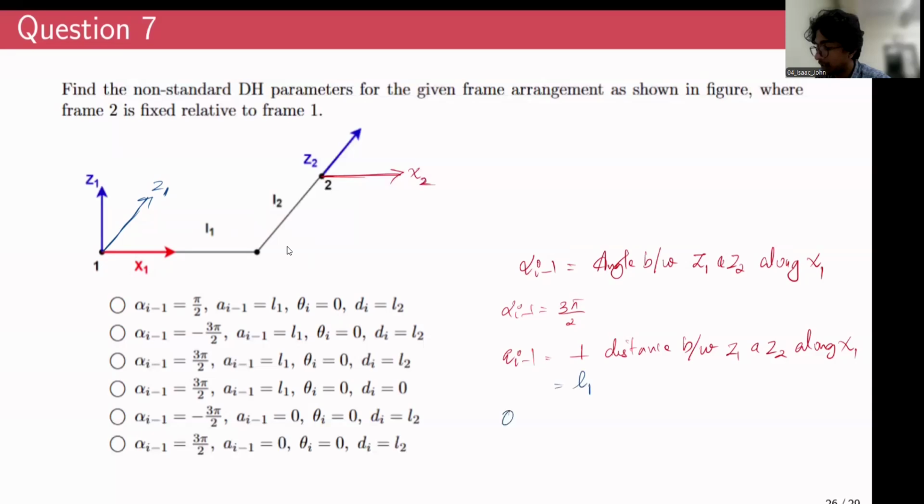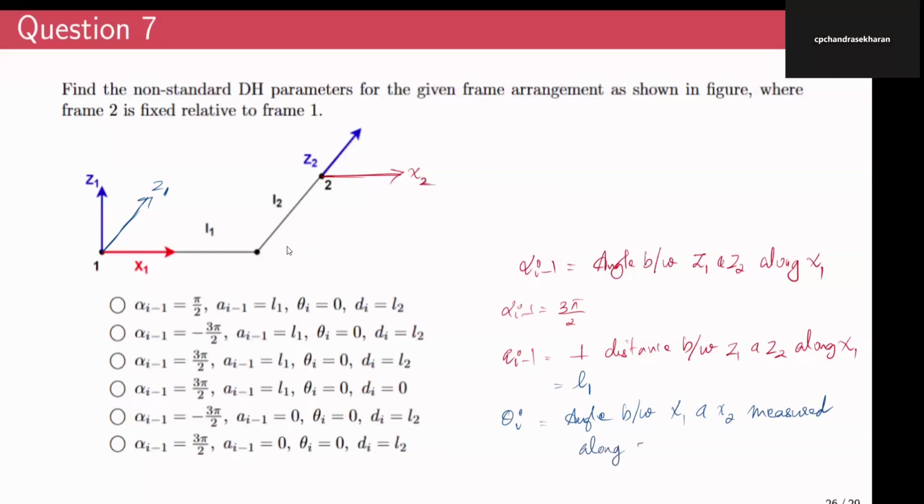Now, what about theta i? Theta i is nothing but the angle between X1 and X2 measured along Z2, the subsequent axis. In all these cases it's given as 0. That basically means X1 and X2 are already aligned. So theta is going to be 0.